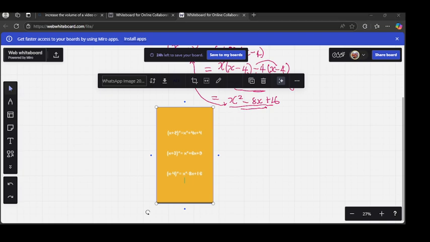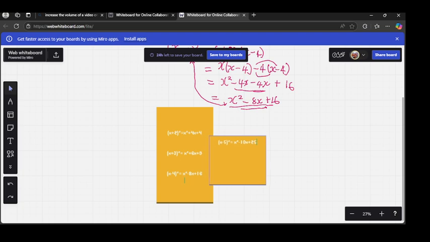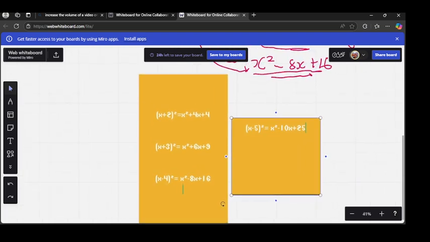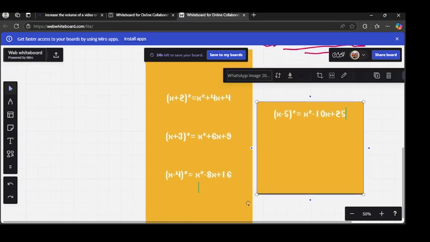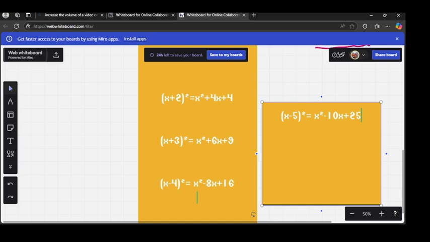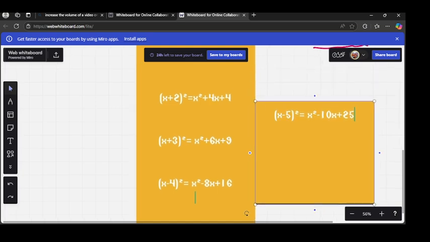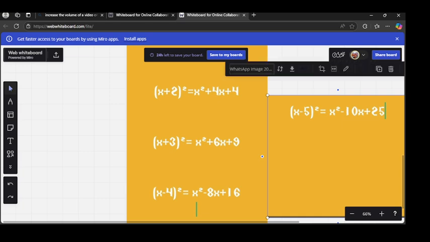I'll drop this one here. Let me adjust it a little bit. Let us expand our screen to make it more conspicuous. I think this is perfect. So let's go. So now I have four squares here.